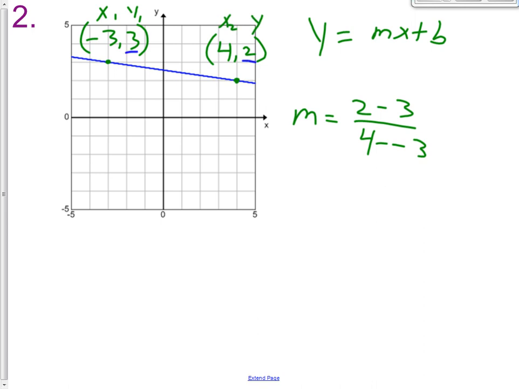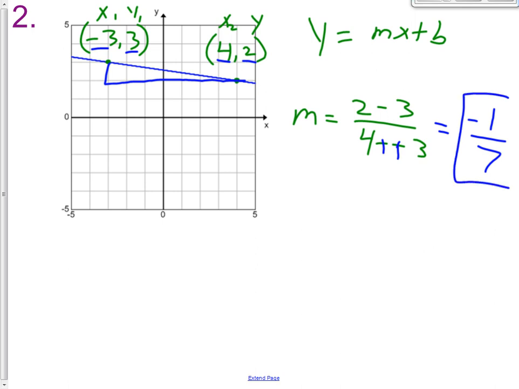2 minus 3 over 4 minus a negative 3. And so I get a slope of negative 1/7. And I suppose if you wanted to, you could just count it out using your fingers. It goes down 1 and over 1, 2, 3, 4, 5, 6, 7. That would be another way of doing it. Our slope is negative 1/7.